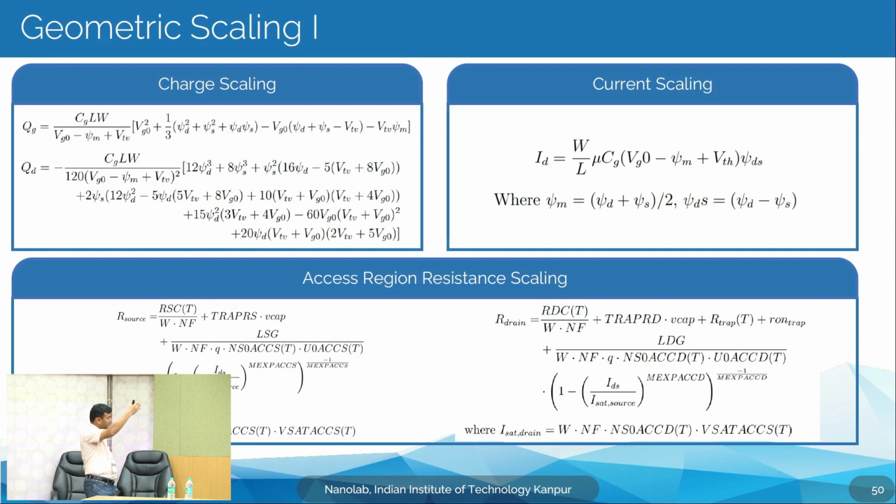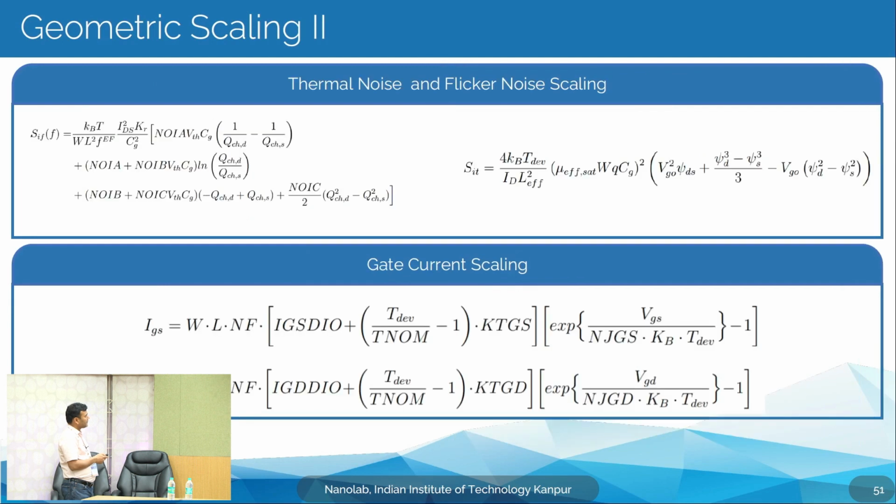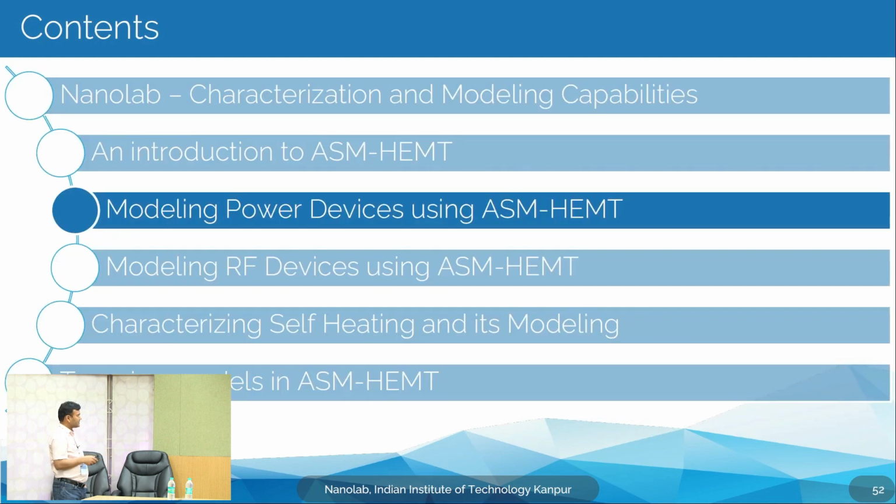The geometrical scaling is already captured in the model. The charge scales with L and W, the current with W by L, and the excess regions also scale with the geometry. Then the noise models are also there, and the gate current model, which is a very simple model in our case. So, this is how it is.